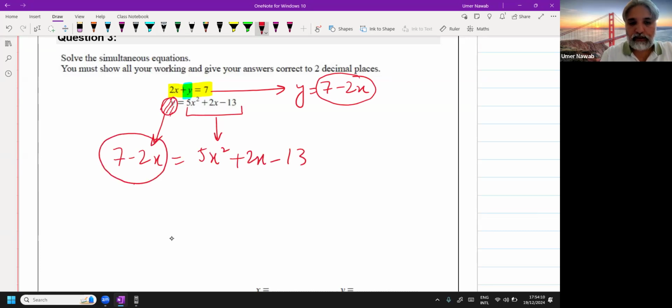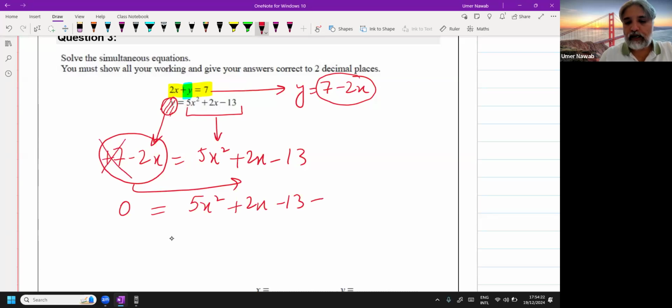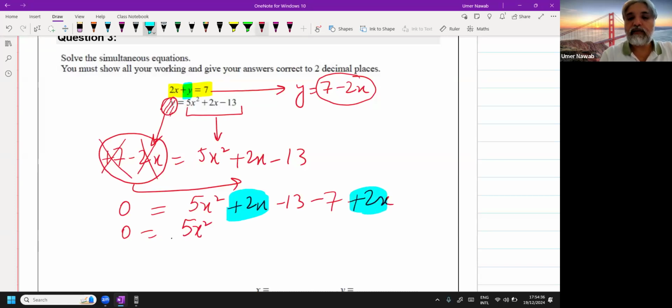Can I throw this to the right? So on the left, you will be left with 0. So 5x squared plus 2x minus 13. The plus 7 changes to negative 7. Negative 2x changes to plus 2x. Now the time has come to rebuild or reorganize my quadratic equation. So 2x plus 2x gives you 4x, and negative 13 minus 7 will give you negative 20. Bravo.